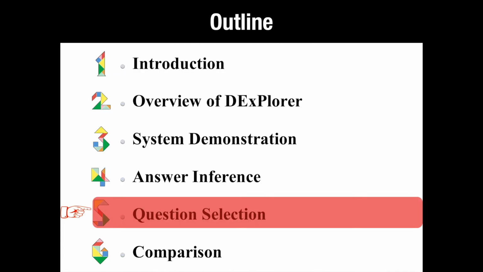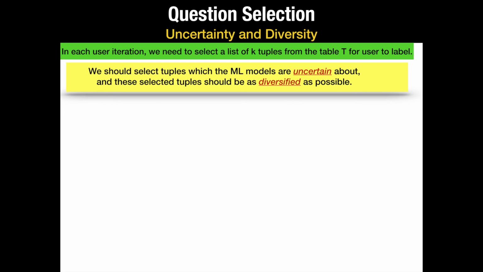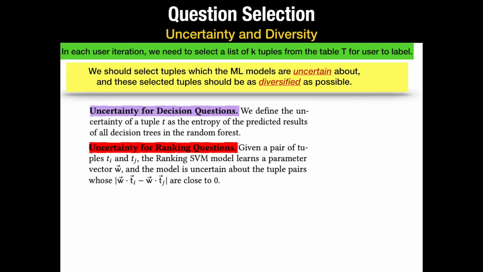Then let's talk about how to do question selection. In each user iteration, we need to select a list of key tuples from a table T for the user to label. We should select tuples which the machine learning models are uncertain about, and those selected tuples should be as diversified as possible. For the uncertainty of a decision question, we define the uncertainty of a tuple t as the entropy of the predicted results of all decision trees in the random forest.